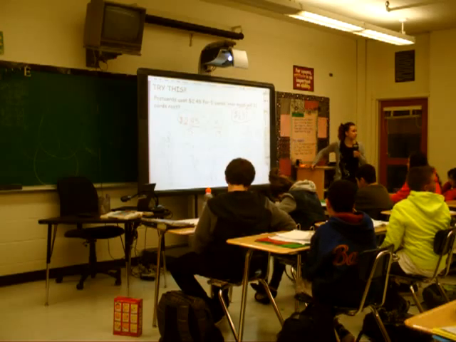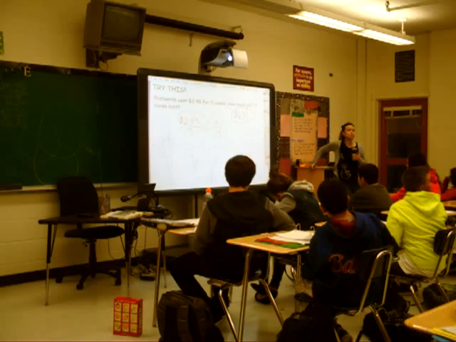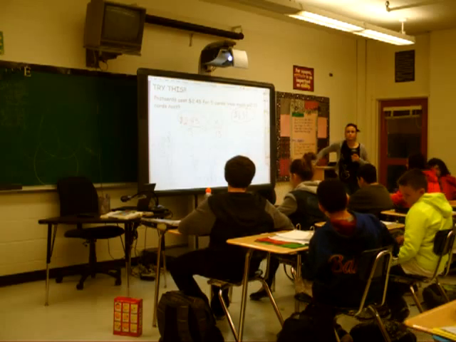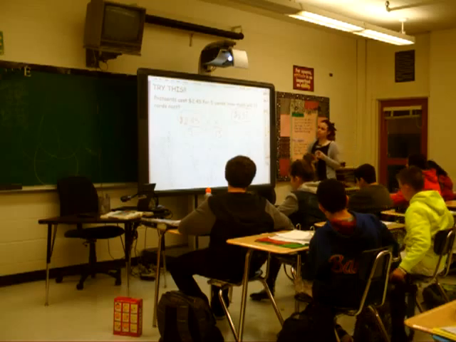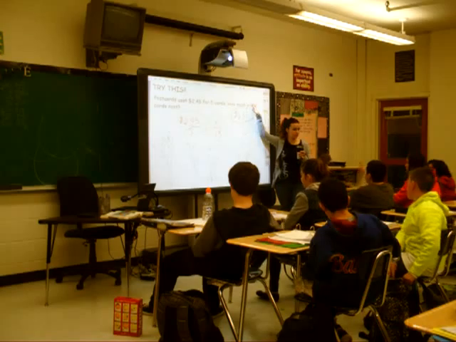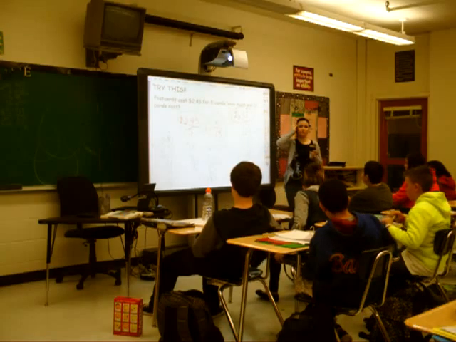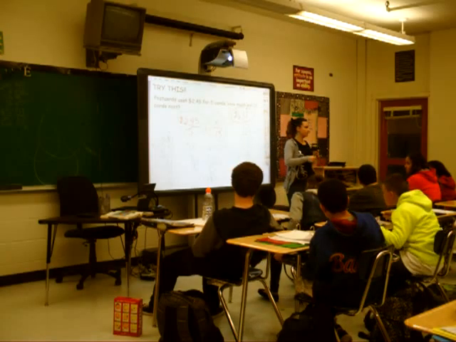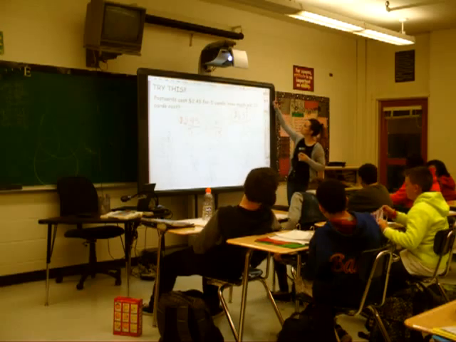Crystal did it the other way that we did with the oranges, and she got the same thing. So it can work both ways. Where she found the unit price, so she found the cost for 1 card, and then she multiplied it by 13. Good job. Any questions on this? No questions?